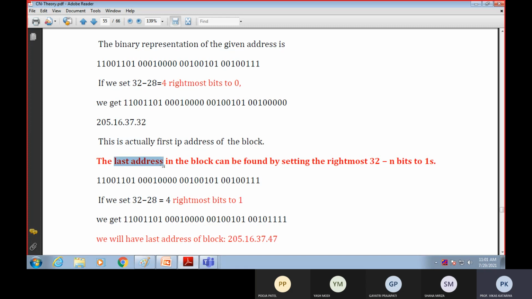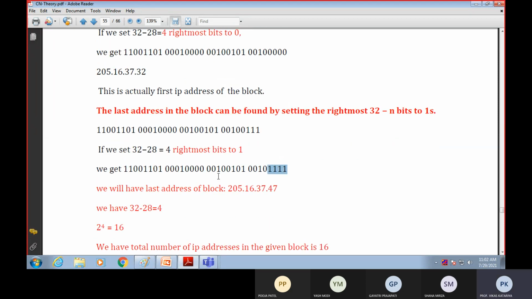Similarly, if you want to find the last IP address in the block, then we have to set the 4 rightmost bits to 1. If a bit is 0, it should be set to 1. If it is 1, keep it as it is. So by setting the rightmost bits to 1, it gives the last IP address, and after calculating, the decimal IP address will be 205.16.37.47.